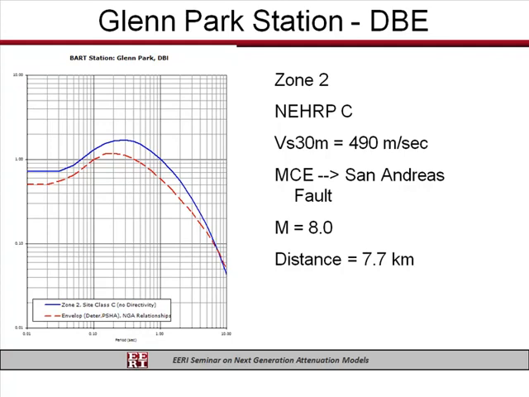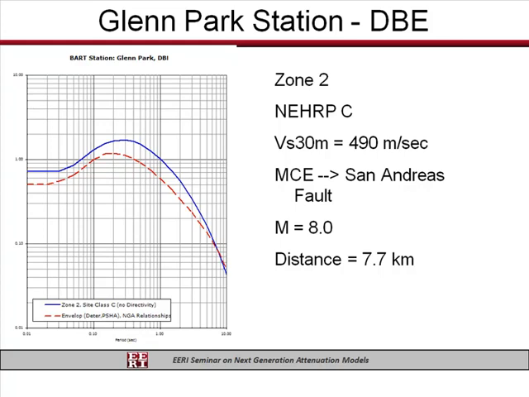Moving now to Zone 2, which is the intermediate between those sites located close to the San Andreas and those in downtown San Francisco. We're now looking at the Glen Park Station, which is actually an underground station. It has a VS30 of about 490 meters per second, so again, we're moving to a little bit stiffer site. The controlling event for this station is again the San Andreas, so a magnitude 8, but a little bit further away at a distance of 7.7 kilometers. And I'll cut to the chase on this one.